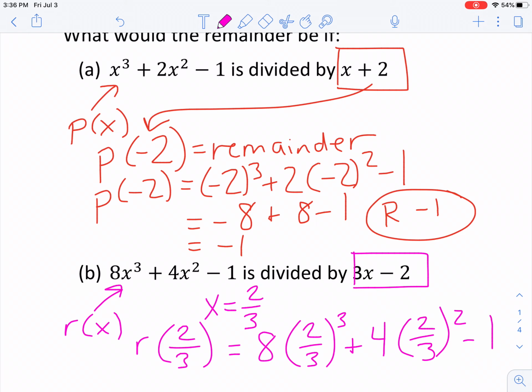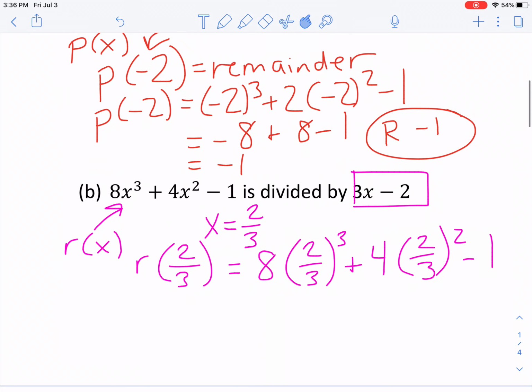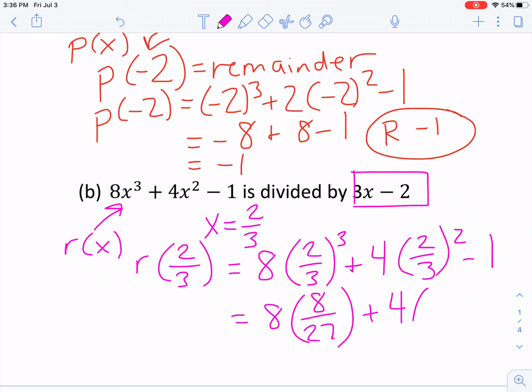So we're going to replace the x, or the independent variable, with 2 over 3. This time it's a bit more complicated because we have a fraction. So this is going to be 8 times 2 cubed over 3 cubed, which is 8 over 27. Plus 4 times 4 over 9 when we square 2/3, minus 1. And then we've got 64 over 27 when we multiply 8 by 8 over 27, plus 16 over 9 minus 1.